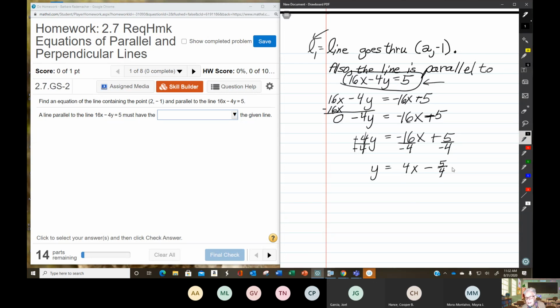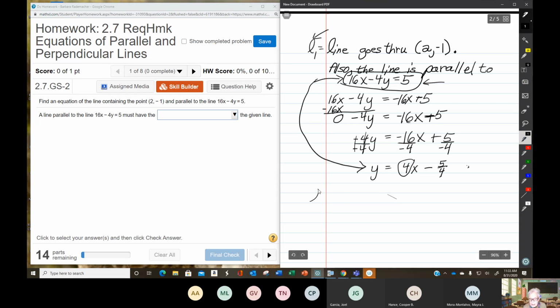And this is the slope-intercept form of this line up here. They're exactly the same line, but now all I have to do is look at this line to know what the slope is. The slope of that line is 4, positive 4, which means that the slope of L1 is 4 because they're parallel lines.